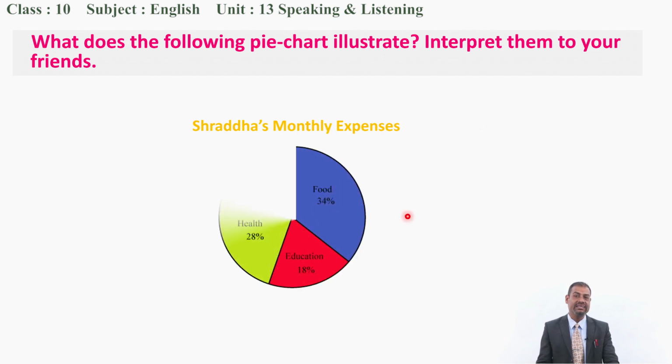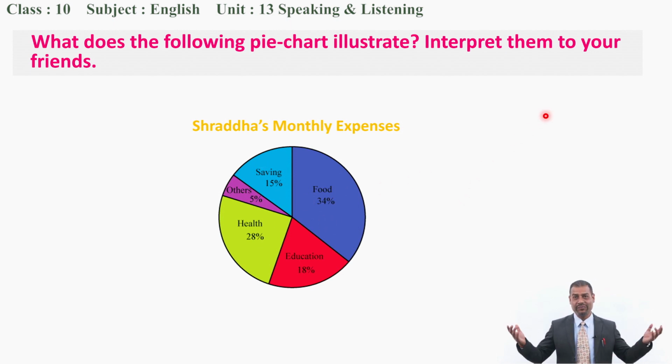Now the pie chart is like this one. You can see food 34%, education 18%, health 28%, then others 5%, and saving 15%. So this is the monthly income, and from her monthly income she spends this much money on different headings. So how do you interpret it to me or to your friends? Let's just try, as you have done for the first chart. Let us do it now.